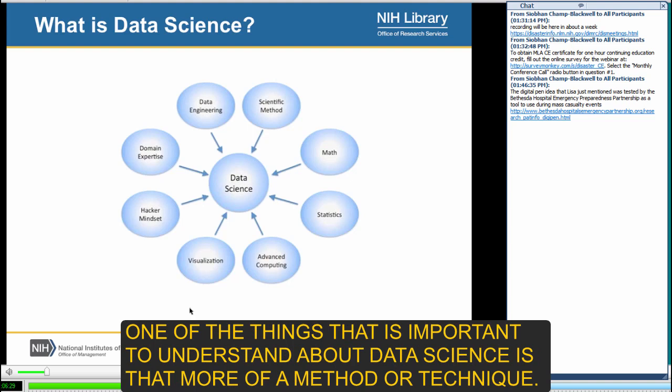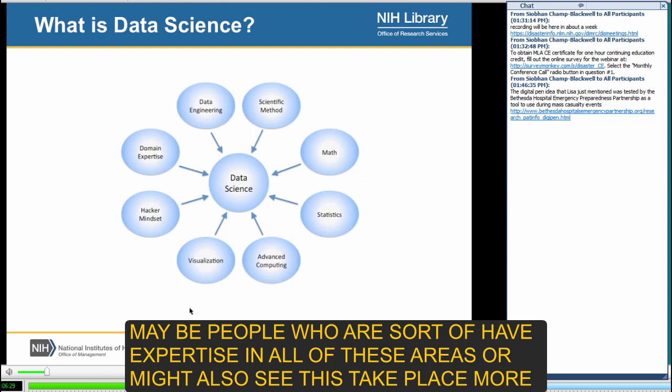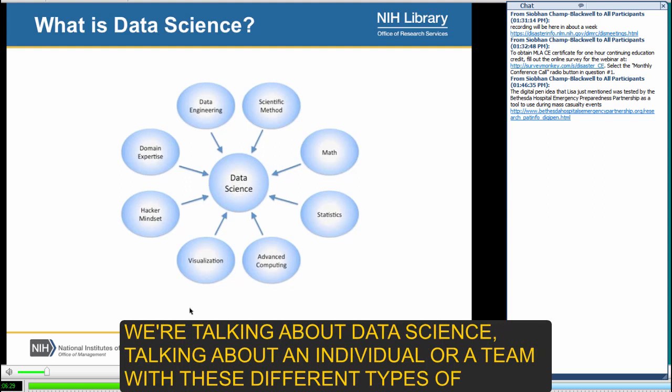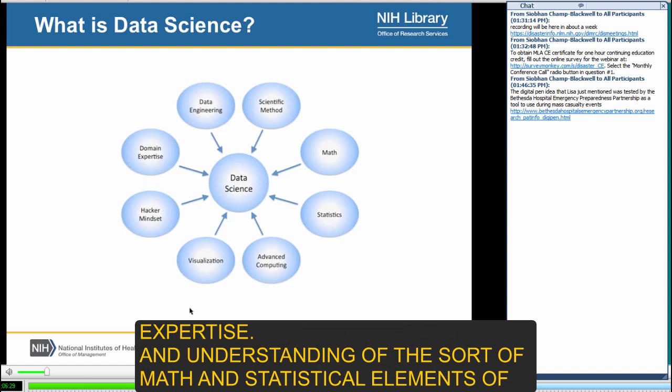One of the things that's important to understand about data science is that it's not necessarily a subject-specific discipline, but more of a method or technique that involves a lot of different expertise from a lot of different areas. You may see people who are data scientists who have expertise in all of these areas, or you might see this take place in the context of a team where you have someone with the math expertise, someone with the coding expertise, and another person with the subject matter expertise. But generally speaking, when we're talking about data science, we're talking about an individual or a team with these different types of expertise.